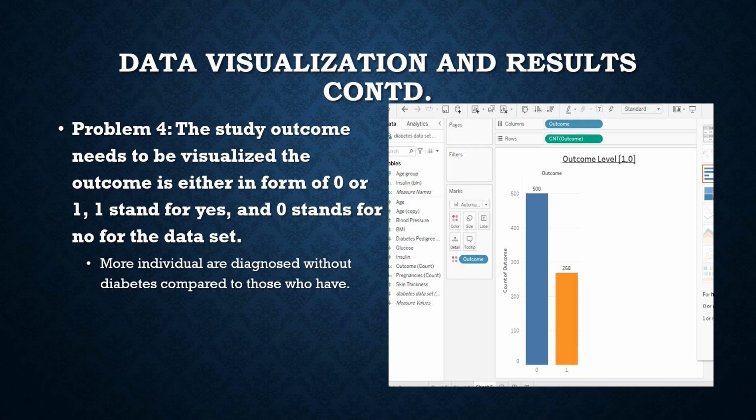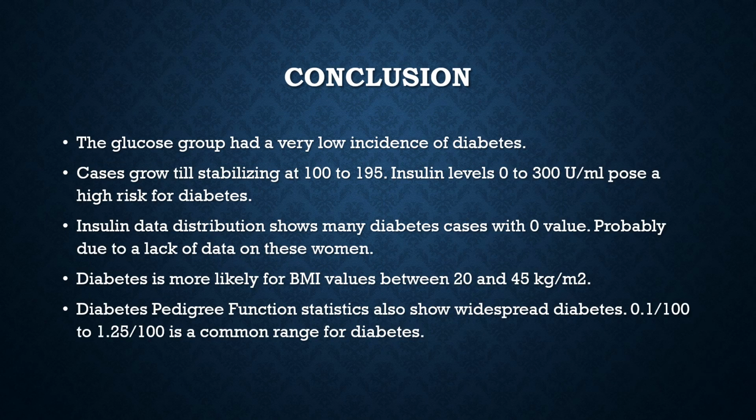Problem 4. The study outcomes need to be visualized as either 0 or 1. 1 stands for yes and 0 stands for no. More individuals are diagnosed without diabetes compared to those who have it. Conclusion. The glucose group has a very low incidence of diabetes.